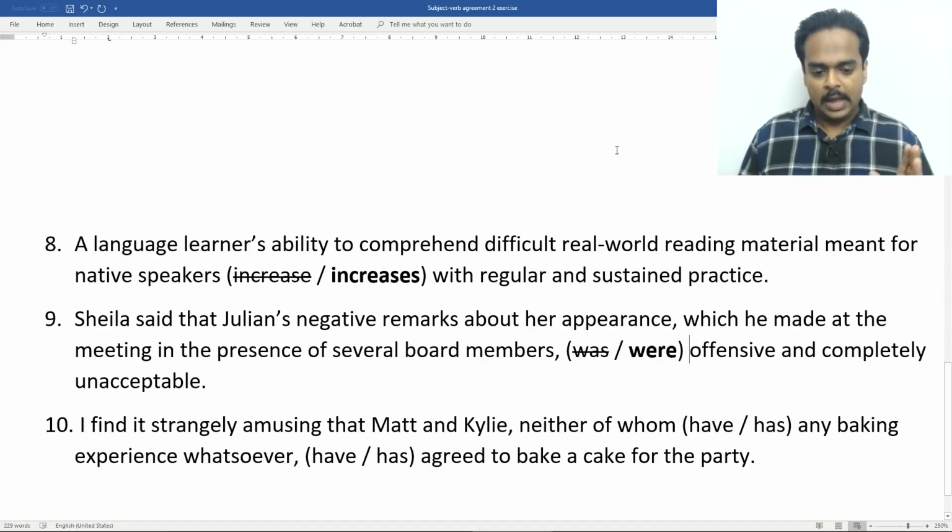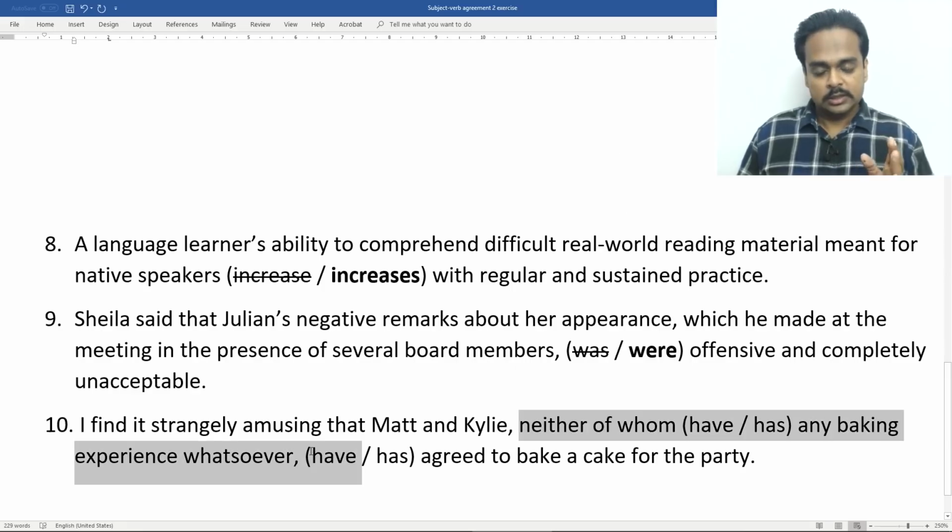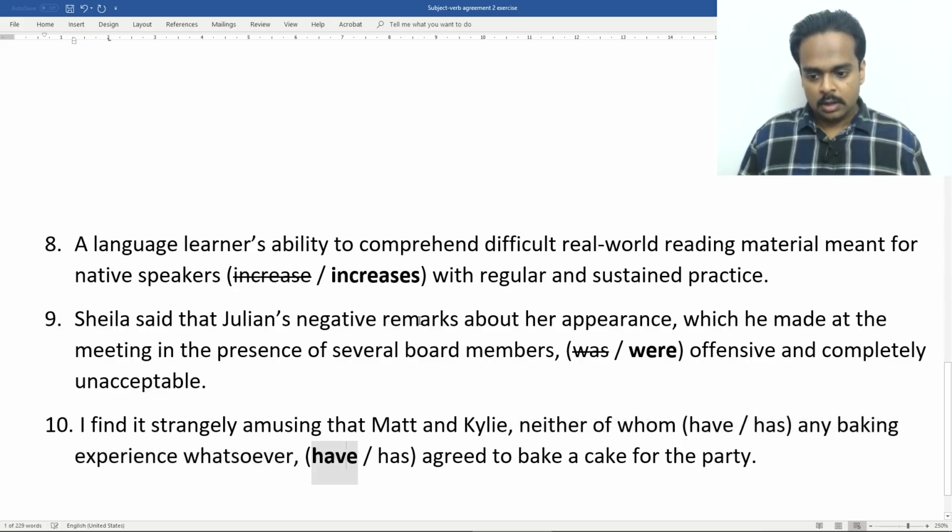So neither of whom have or has any baking experience whatsoever. The relative clause ends here. So that means the subject of the sentence is Matt and Kylie. This is a plural subject because Matt and Kylie are two people. So Matt and Kylie have agreed to bake a cake for the party.